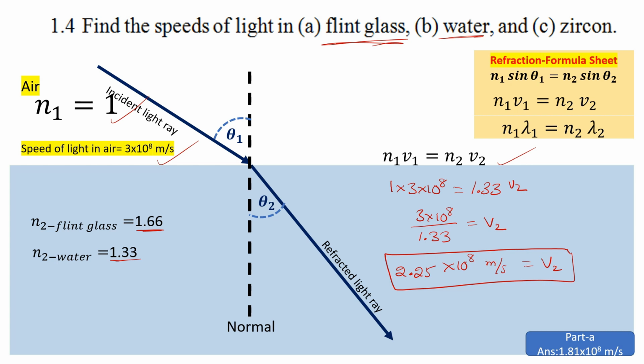Okay, one more. This time we have to find the zircon. For the zircon, the refractive index is given as 1.923. So the same formula, 3 into 10⁸ divided by 1.923, so I got 1.56 into 10⁸ meter per second. Okay, this is in the zircon. Easy.